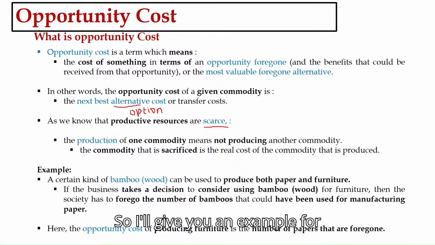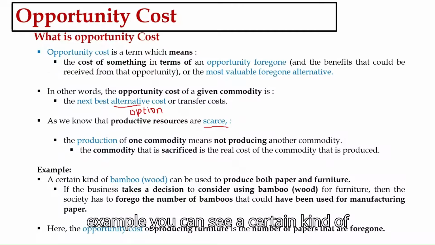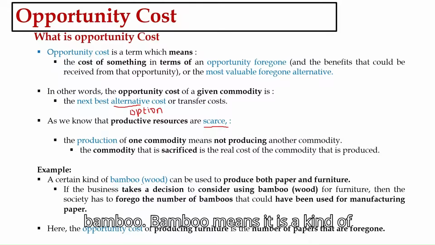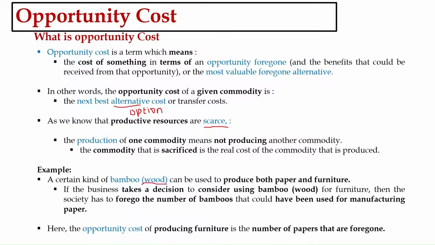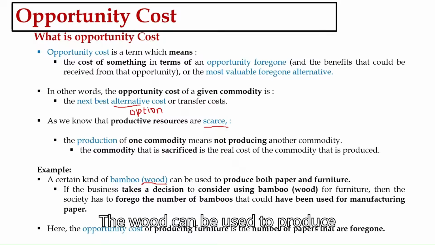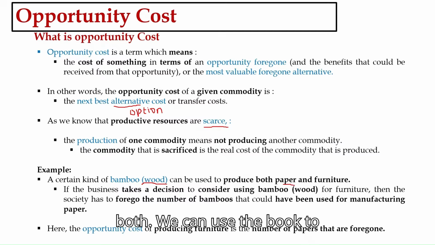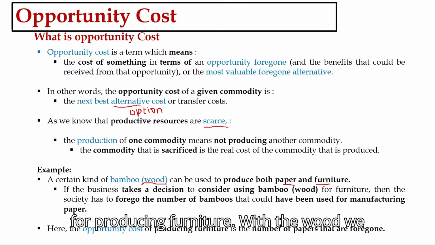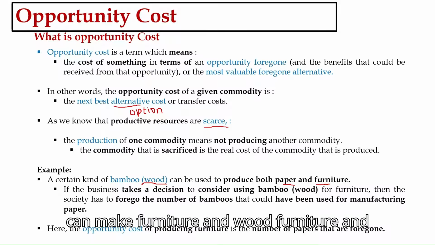So I'll give you an example for understanding this. Here in our example you can see a certain kind of bamboo. Bamboo is a kind of wood. So an economy has wood, and the wood can be used to produce both. We can use the wood to produce paper, or we can use it for producing furniture.